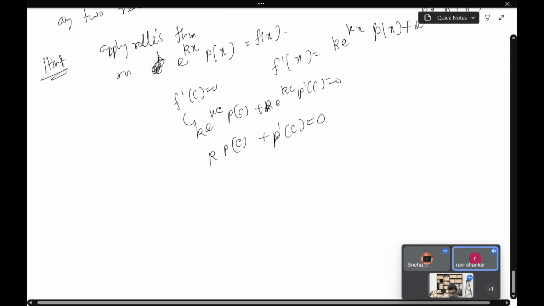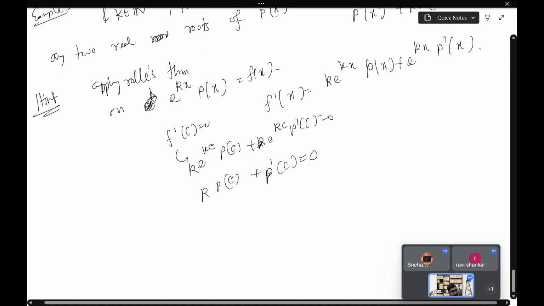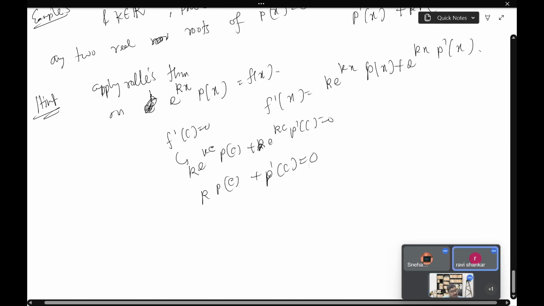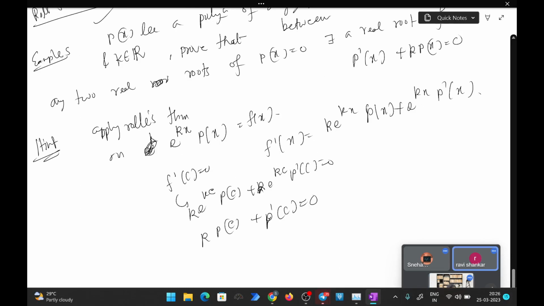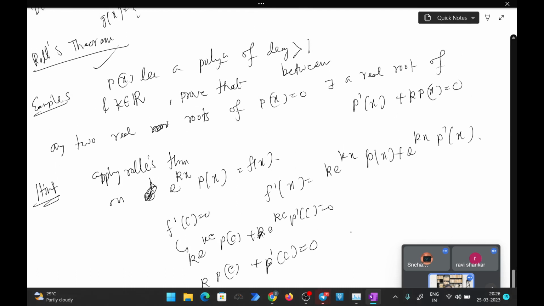Sir, but about the two real roots, where do we use them? Yeah, because f of a equals 0 means a is a root of that polynomial, and b is also a root. Yes. Okay, sir. Yes.